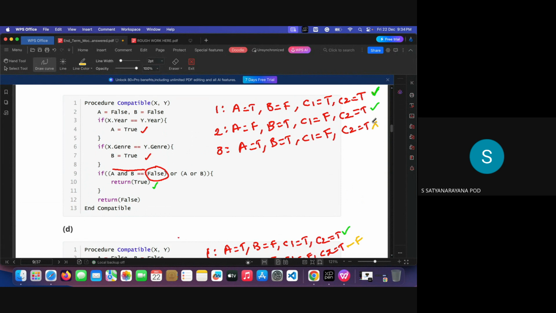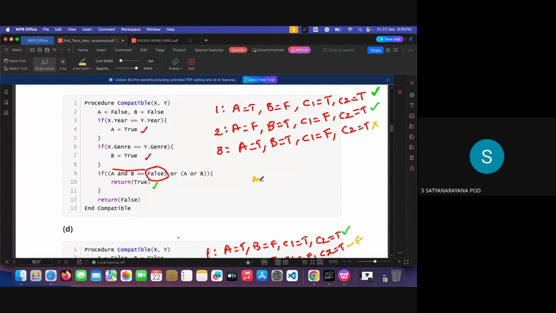If A, we are checking default true only. A, sir, and B. No. The bracket is there, sir. A and B equal to false, close bracket is there, sir. It's not separate. If the close bracket is there, what does it mean?